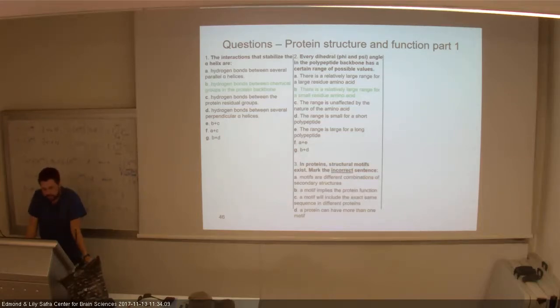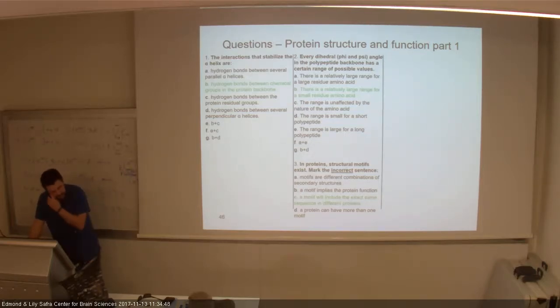In protein, structural motifs exist. Mark the incorrect sentence. Motifs are different combinations of secondary structures. Is it true? Yes. A motif implies the protein function. A motif will include the exact same sequence in different proteins? No. We said there's a consensus sequence. It doesn't mean that it has to be the exact same amino acid. It depends on the consensus sequence. A protein can have more than one motif. Okay, so I answered it by myself.